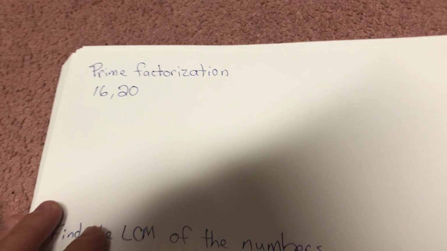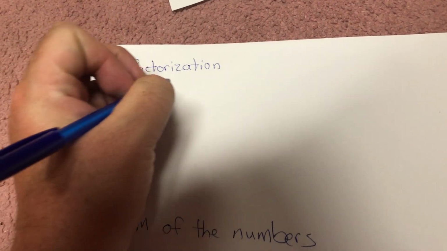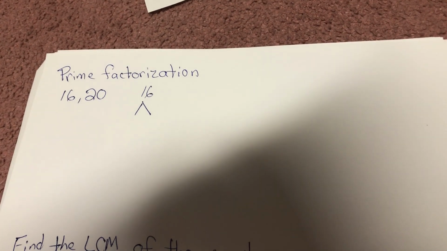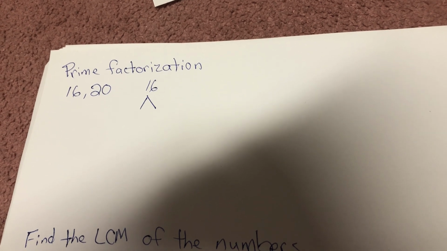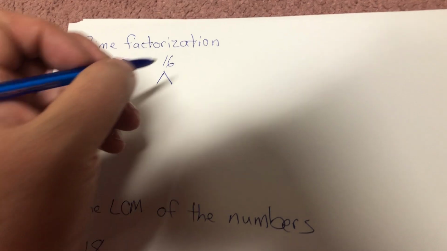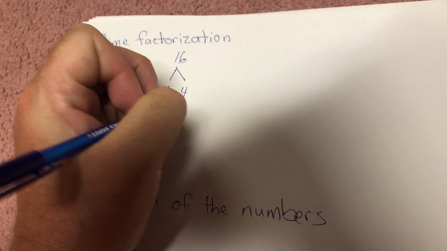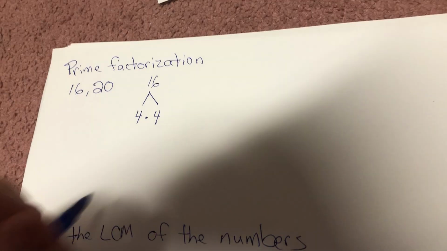How can we use prime factorization to help us find the least common multiple? Well, let's start here first with 16. Make our little factor tree. Well, how can I get 16? I'm going to go with 4 times 4, I guess. There's different things we could do. We can't do 16 times 1, but we could do 8 times 2. We could also do 4 times 4.